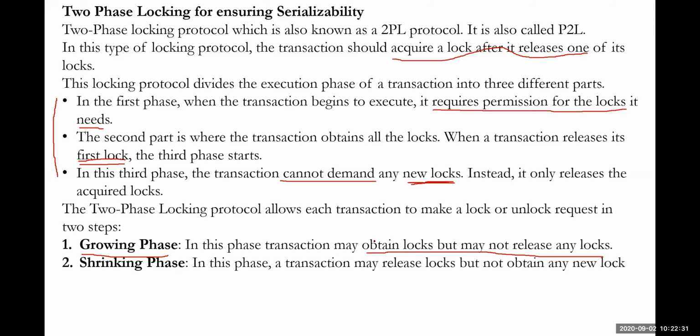The second is the shrinking phase. Once the shrinking phase gets started, you release, or unlock, the items, and you are not allowed to take any new locks. You are not allowed to take any new locks once the first lock is released.